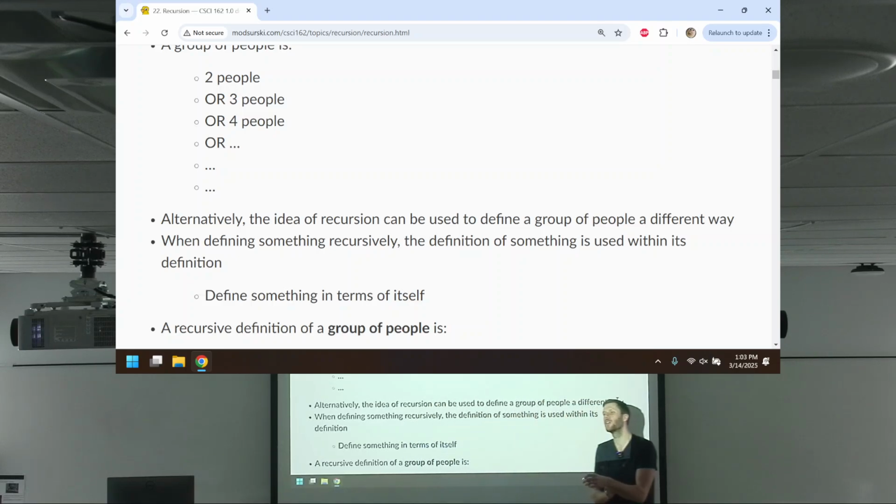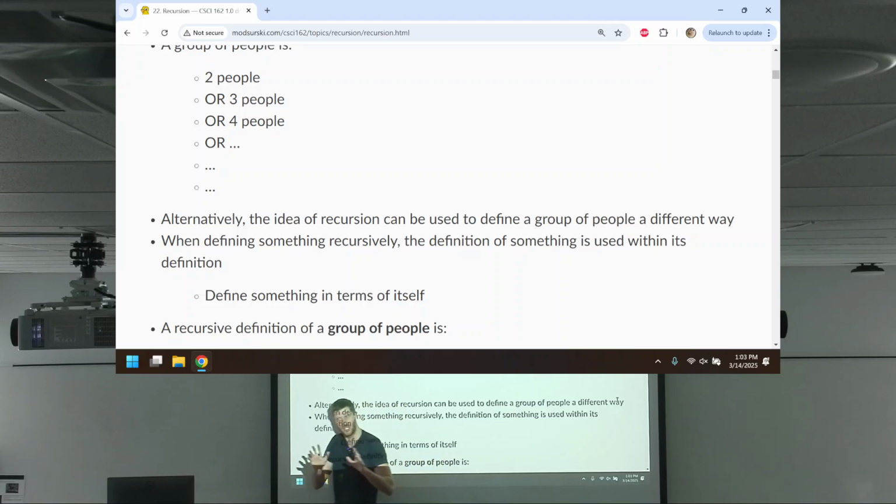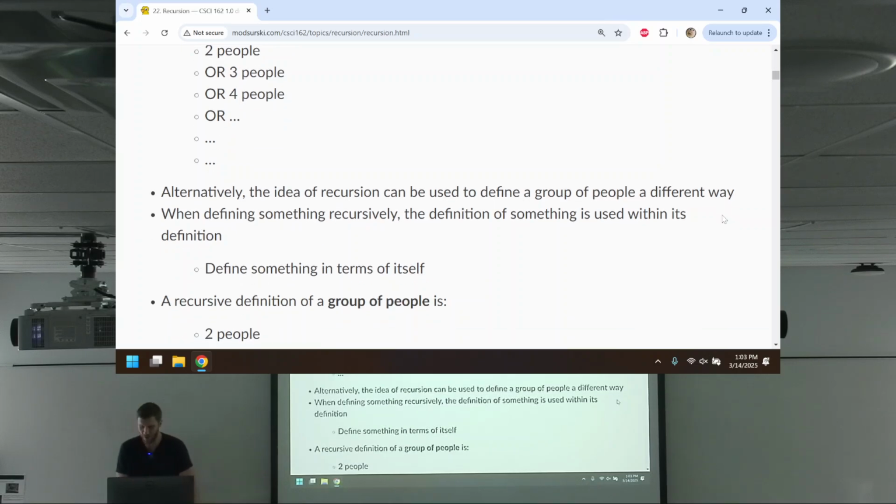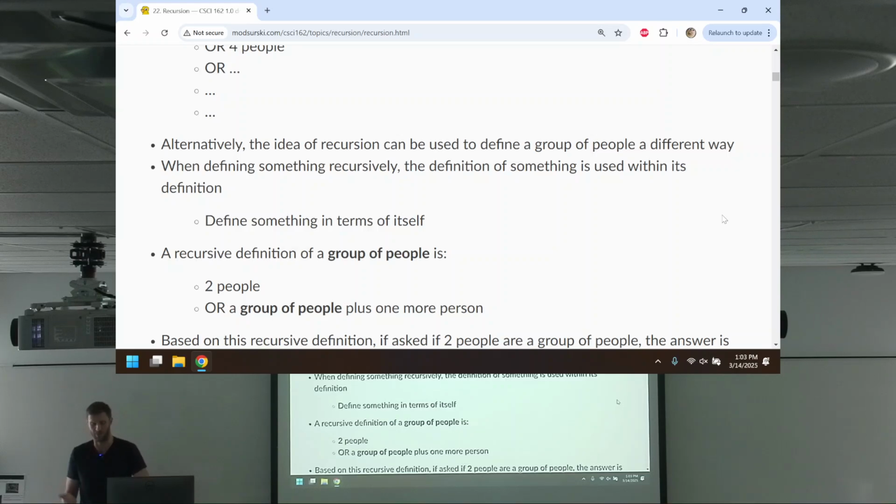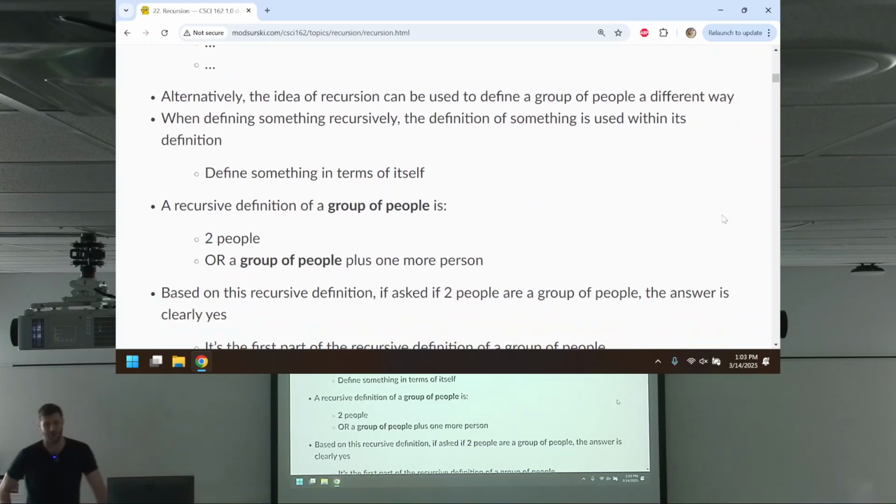We're going to start defining things in terms of themselves, which sounds like we're cheating, but I think you'll all actually go with me on this pretty well. When defining something recursively, you define it in terms of itself. So a group of people is either 2 people, or a group of people plus 1 more person.